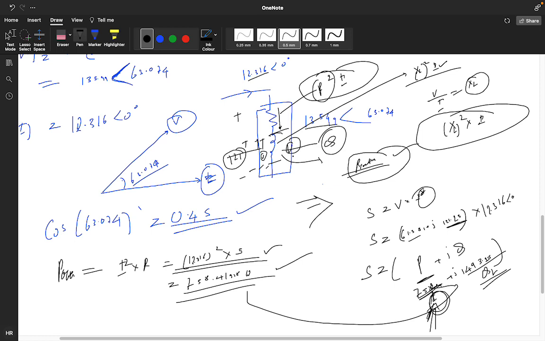So we have almost completed our AC circuit. Vaishnavi, is it clear for you? Sharon, is it clear for you? Or if you are facing any doubt, you can ask.